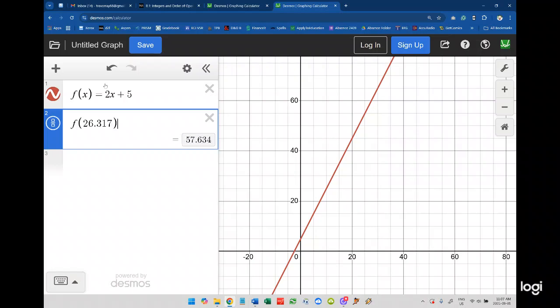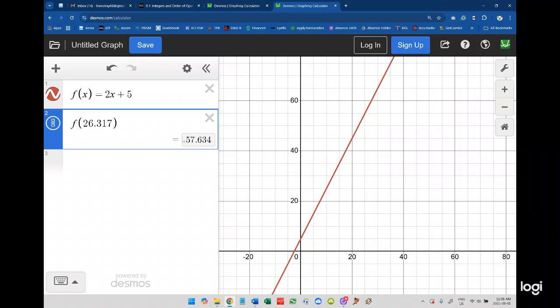26.317. So I've asked Desmos what the function evaluated at x equals 26.317 is, and it tells me it's 57.634. So that's the nice thing about function notation: once I've defined what the function f at x equals 2x plus 5 is, I can just say, well, what is the function when x is 26.317, or whatever other number I want, and it evaluates it for me.